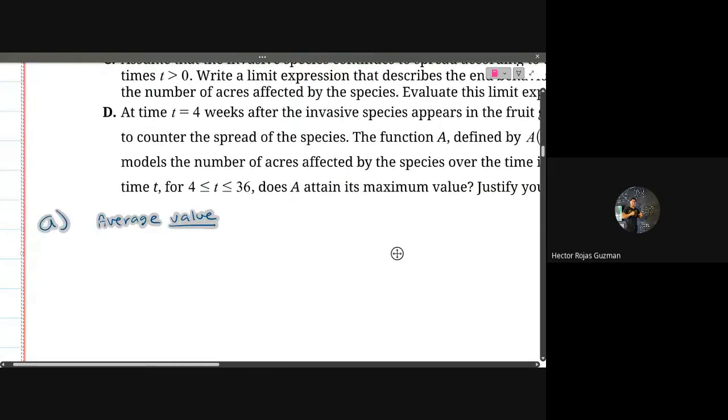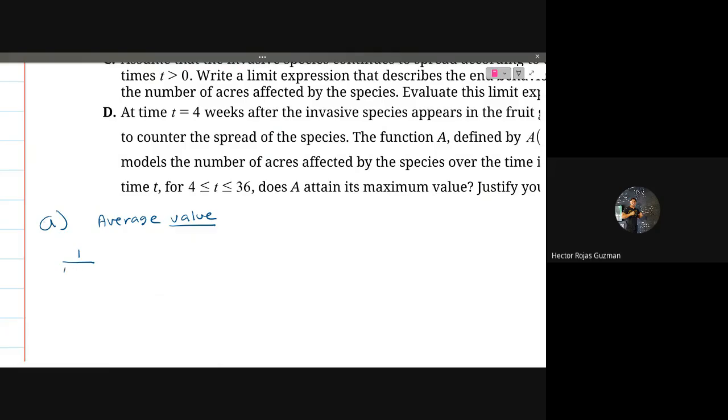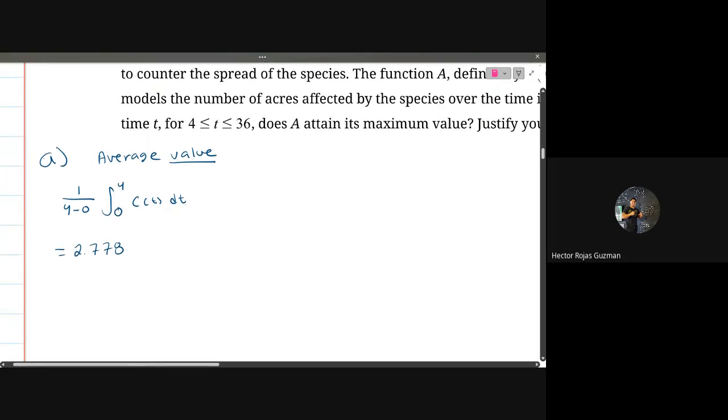So you got to do average value. 1 over b minus a. We're finding it from 0 to 4 of the integral from a to b of our equation, C of t dt. And because this one is a calculator question, you can just plug it in, giving you 2.778. And don't just give the answer, also give what it means.